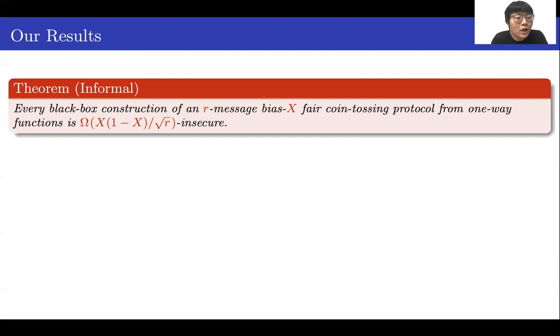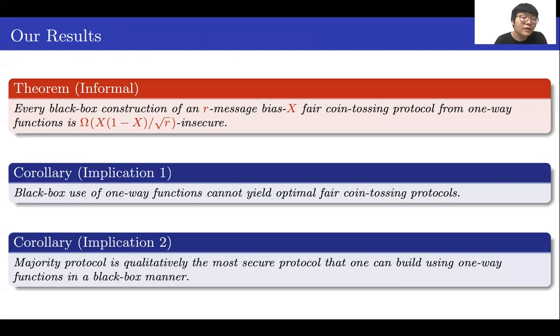So in this work, we resolve this problem in the negative, as we prove that every black box construction of an r-message, bias-X fair coin tossing protocol from one-way function is at least X times (1 minus X) over square root of r insecure. The implication of this theorem is that, first, the black box use of one-way function cannot yield optimal fair coin tossing protocols. Secondly, the majority protocol is actually qualitatively the most secure protocol that one can build using one-way function in a black box manner.